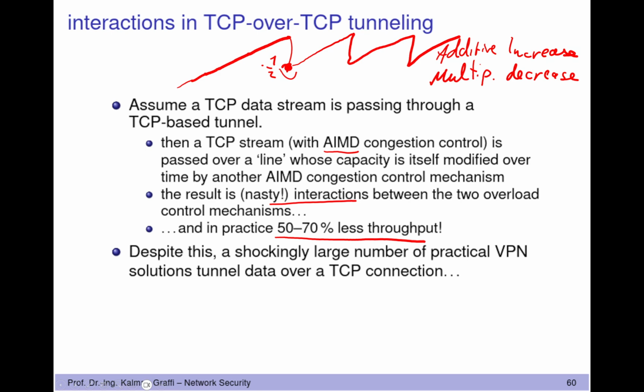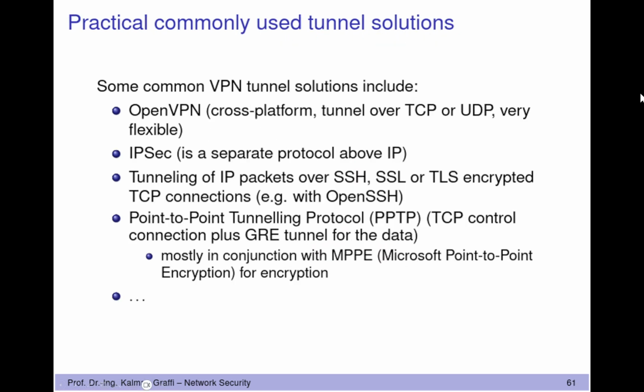So let's see what kind of typical tunnel solutions there are. Probably you also use some on your own. On the one side, OpenVPN, for example, is cross-platform, you can tunnel over TCP or UDP. Very flexible. There are various solutions available. IPsec also offers layer 2, layer 3 tunneling, and is a protocol that is also supported. There are also some tunneling elements over SSH, SSL, or TLS encrypted TCP connections.